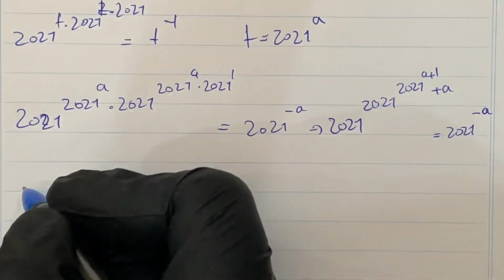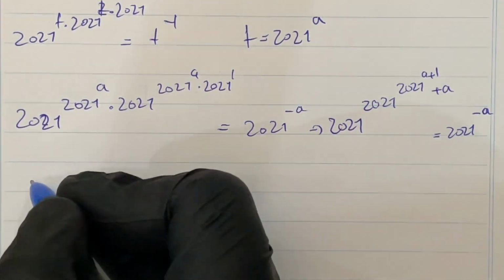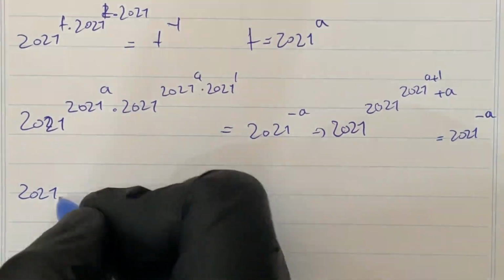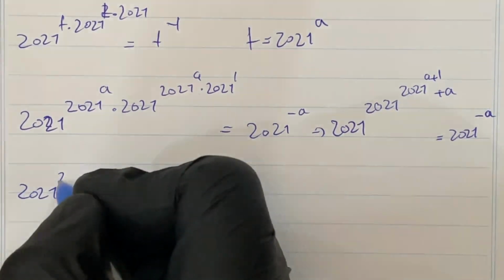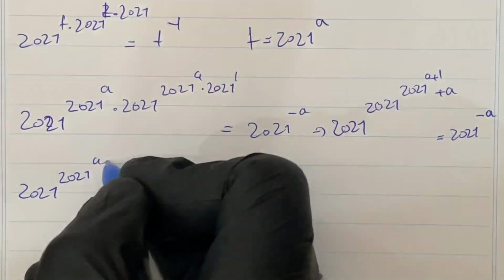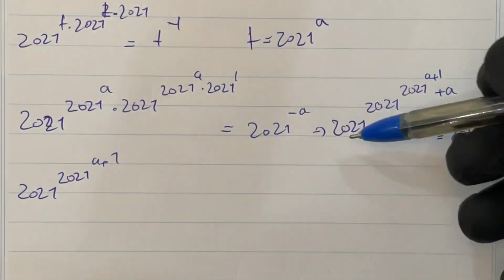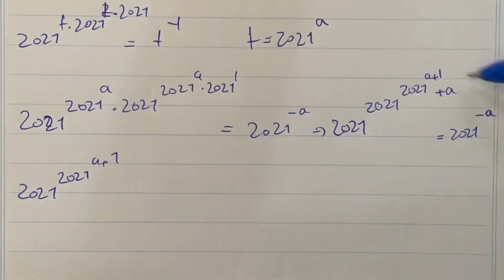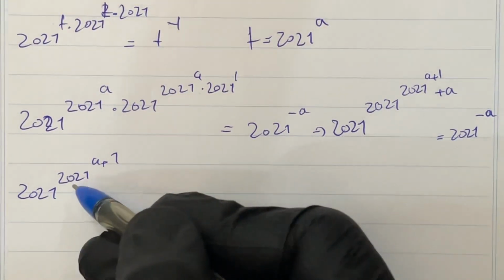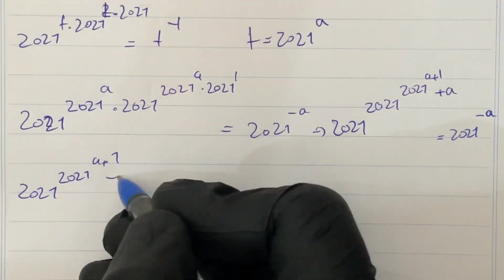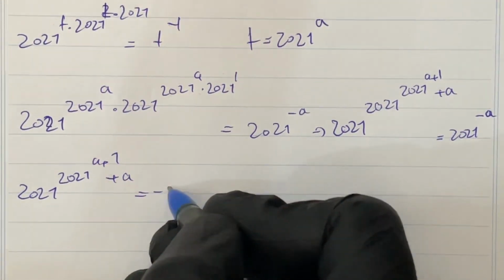And I promise you, I'm not going to use substitution again. Here is our final equation, and because we have the same bases, we just compare the exponents. 2021 to the power of a plus 1, plus a, should be equal to -a.